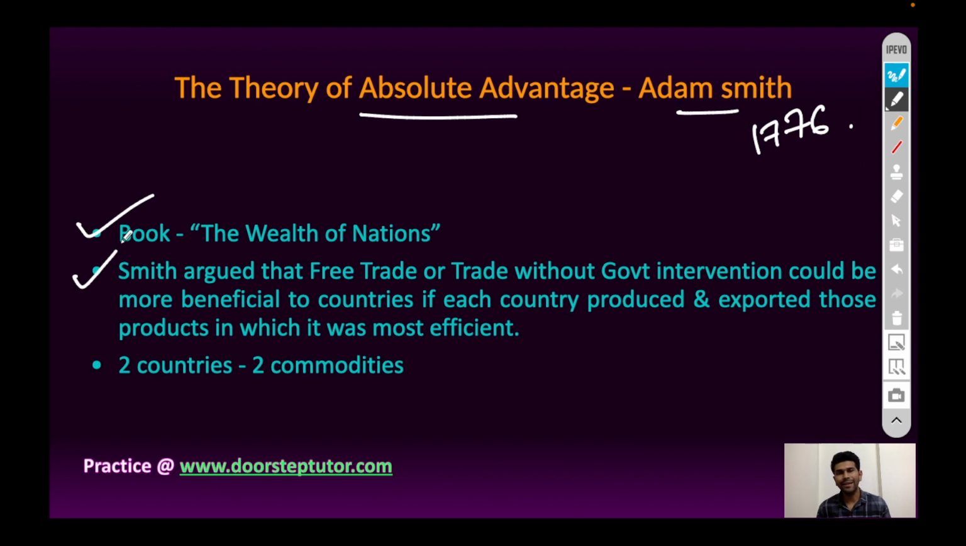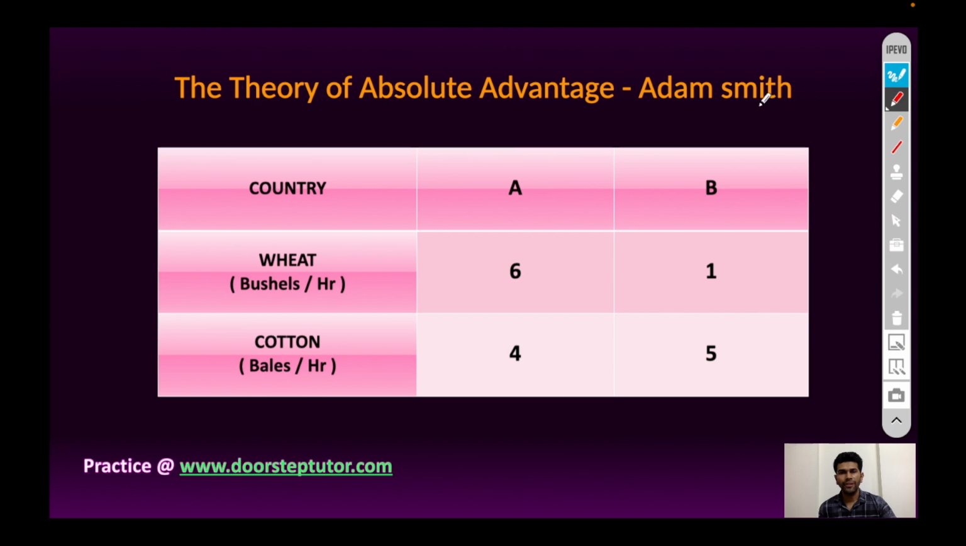This theory says that both countries can benefit if each produces and exports the goods in which it is efficient. It involves two countries and two commodities. That is why it is called the 2 by 2 model. Two countries are involved, country A and country B, and two commodities, commodity A and commodity B.